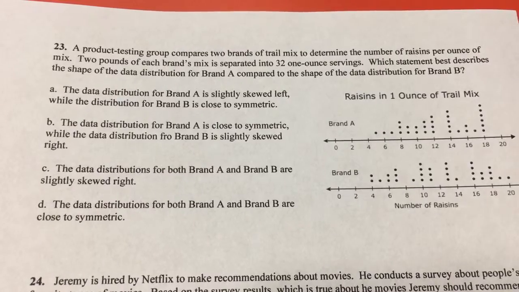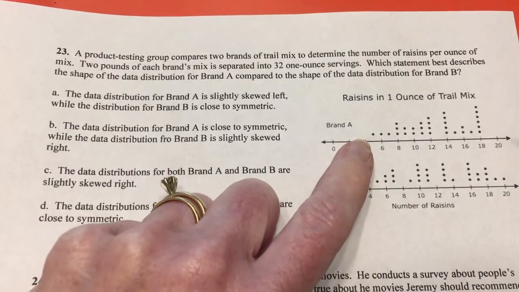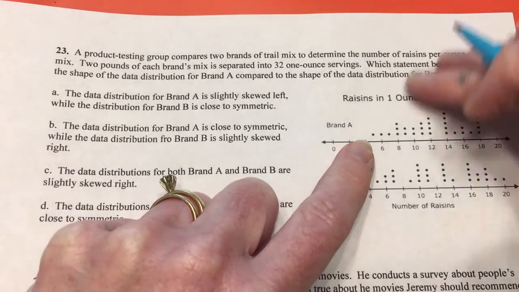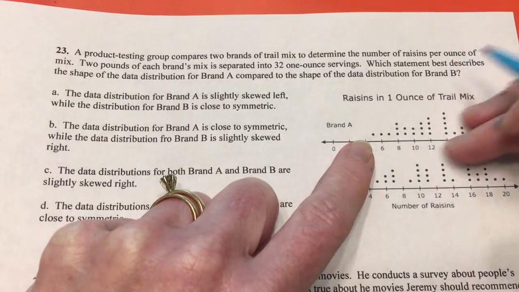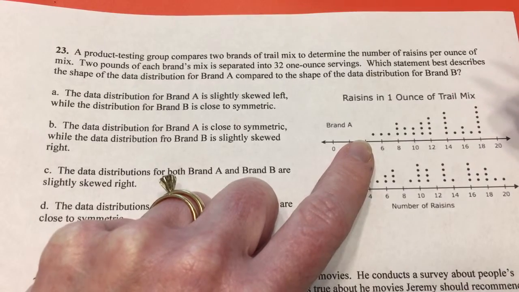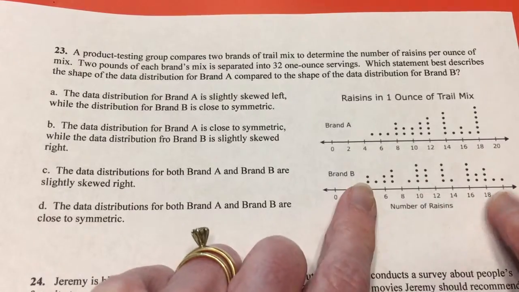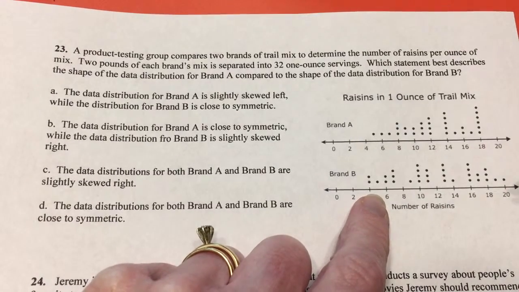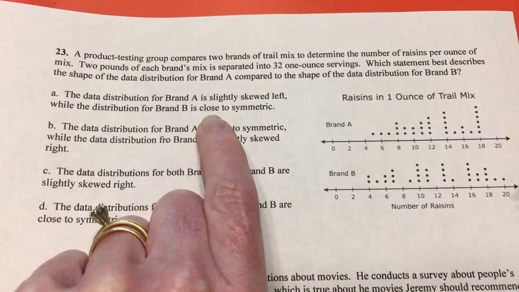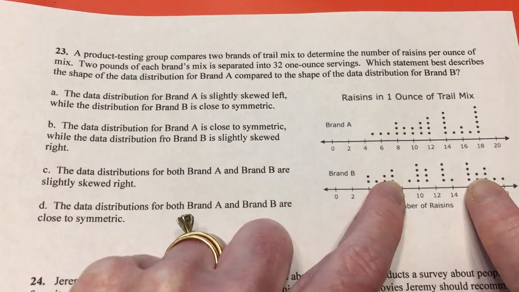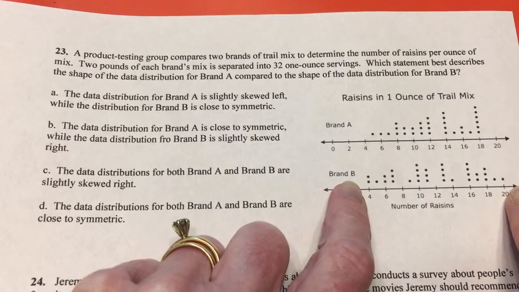All right, so if we look at the 2 graphs, brand A, it's saying it's slightly skewed left. So that means that we're going to see more values on the right. And then close to symmetric means they're pretty much the same on both sides. It doesn't have to be perfect, right? It's not saying is symmetrical. It's just saying close to symmetric. So I can kind of see how some of these are mirroring each of those.